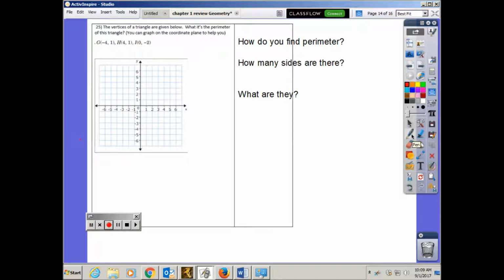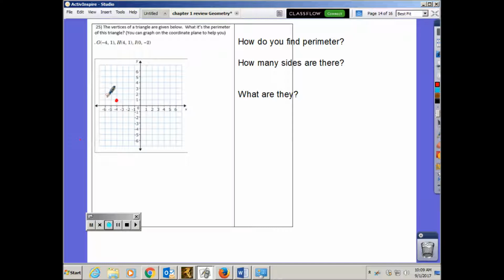So, the vertices of a triangle are given below. What's the perimeter? It should say, what's the perimeter of the triangle? You can graph it on the coordinate plane to help you. So I would do that first. So, -4, 1. That's point G, correct? And H is 4, 1. And I is 0, -2.